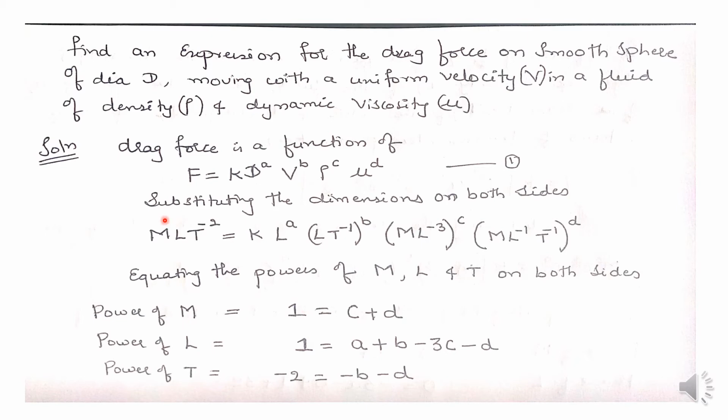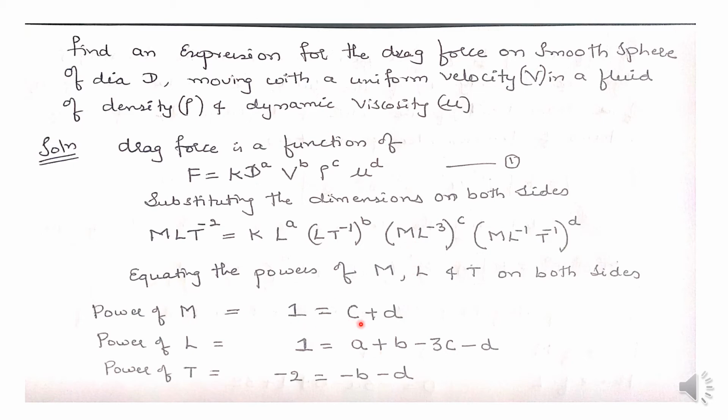On the right side of the equation, let us see now. Here no M term is there. In this term also no M term is there. For density, an M term is there, so the power of M is c. Next, coming to this term, the power of M is d, so I have written plus d. We have to add the powers here. Power of M: 1 equals c plus d.